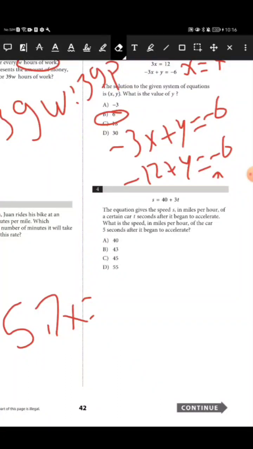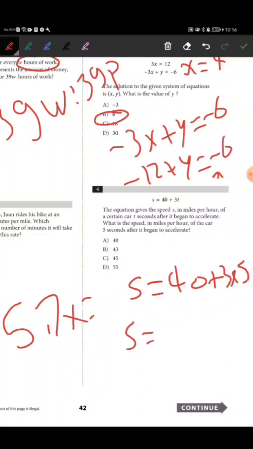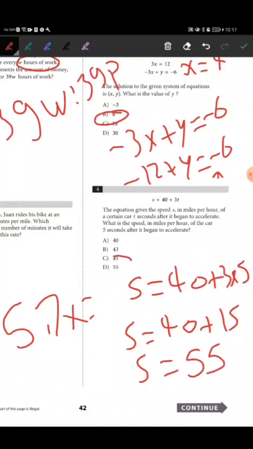So this is a very easy substitution method question. So we're going to substitute the time t for 5. So s equals 40 plus 3 multiplied by 5, and s equals 40 plus 15. S equals 55. So the answer for number 4 is D.